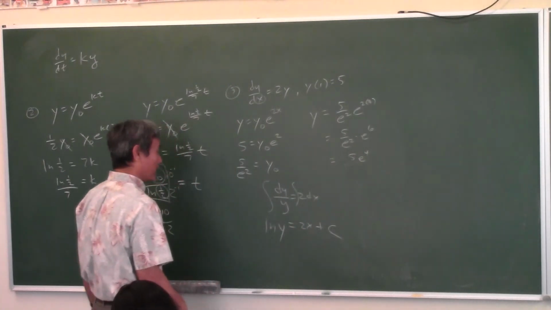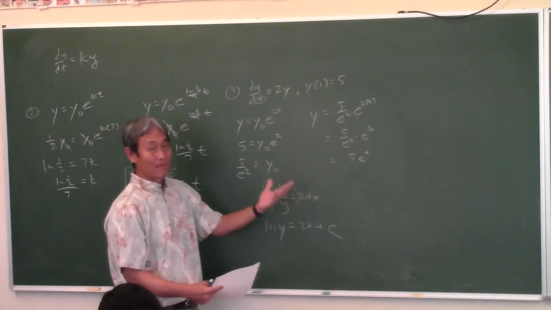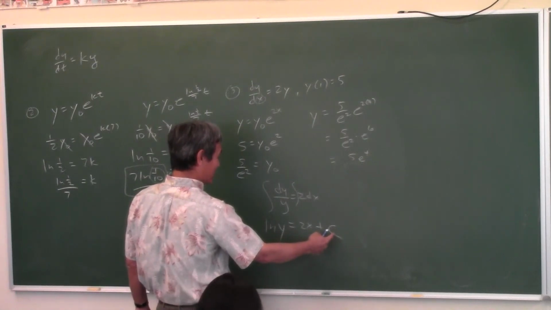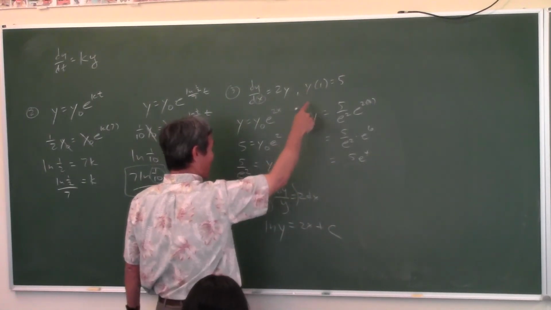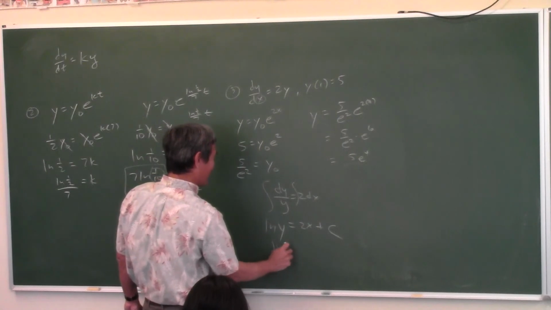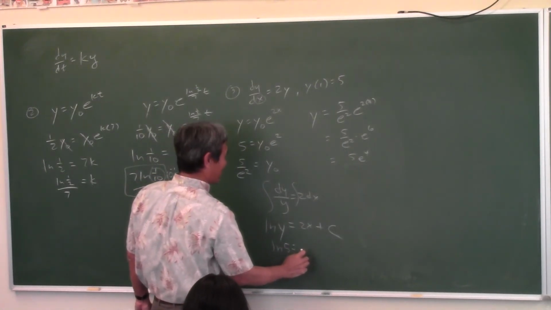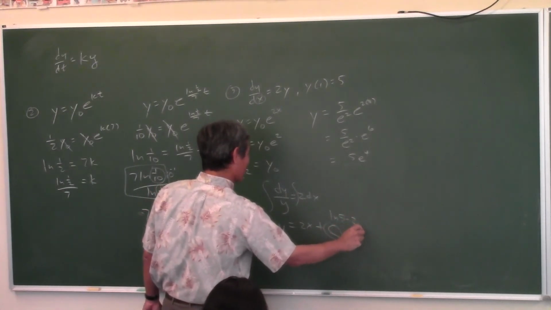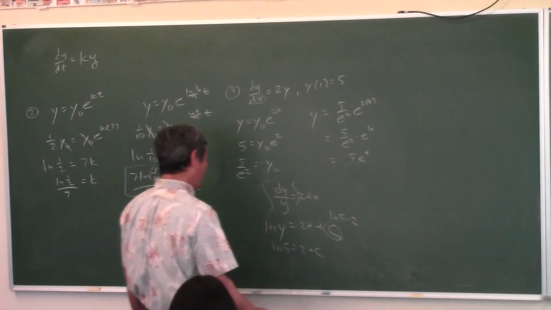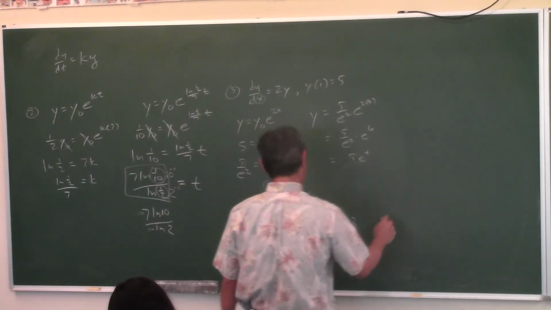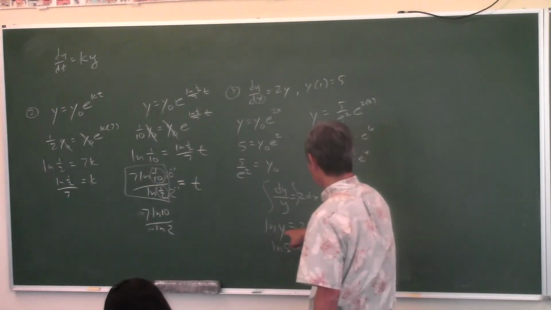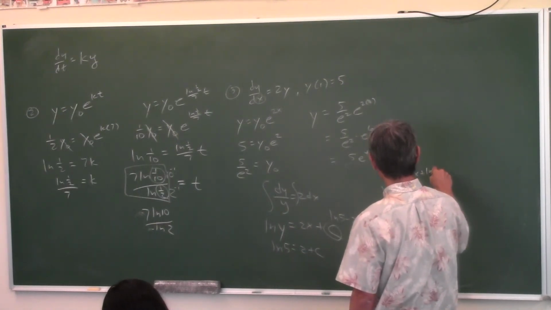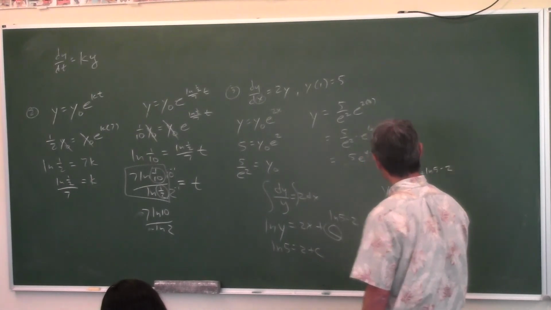But you don't need to put absolute value because it's a population. Population cannot be negative. Okay, and then do they give you information to figure out what c is? Yeah. So you plug in 1 for x and 5 for y, so you get natural log 5 is equal to 2 plus c. So c is equal to natural log 5 minus 2, correct? Now you gotta solve, so you e both sides. What happens when you e both sides? y equals e to the 2x plus natural log 5 minus 2.